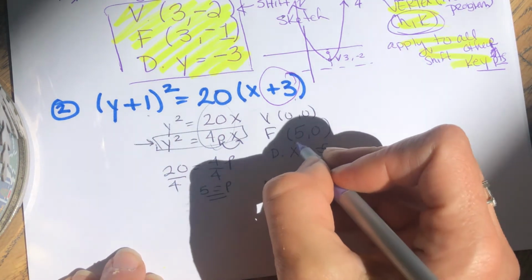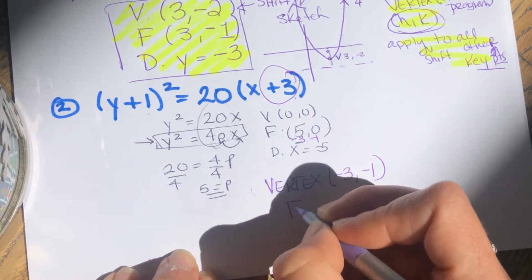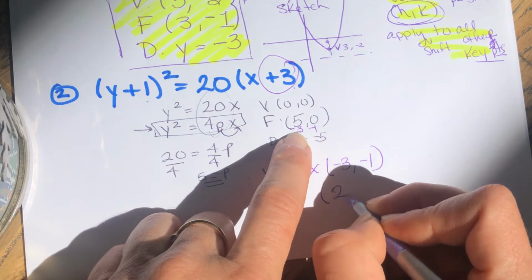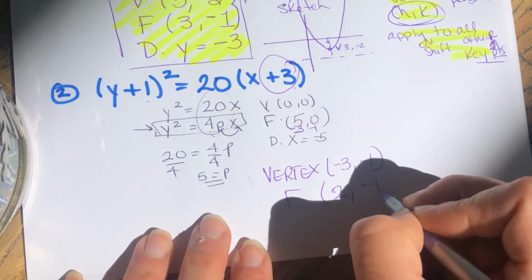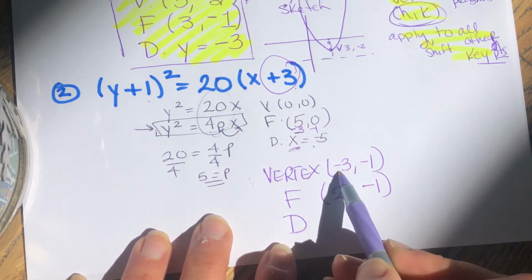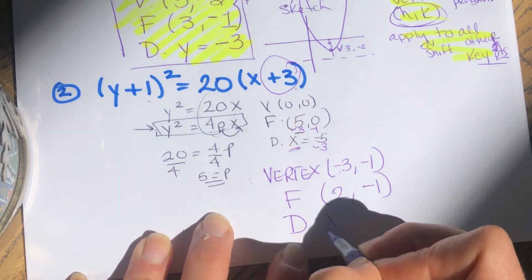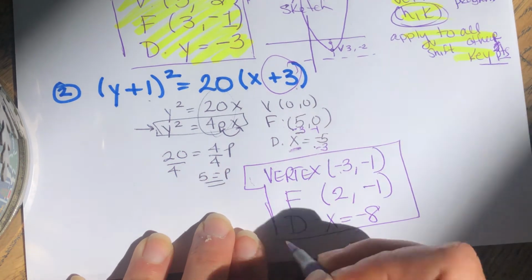So now let's apply the shift to everyone. -3, -1. So focus. Focus is 5 minus 3, so 2. 0 minus -1 is -1. Directrix. I want the X. So take the X, so -3. And it's an X value, which is -8. This is your final answer.